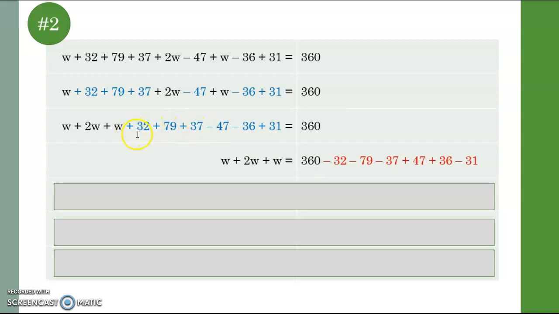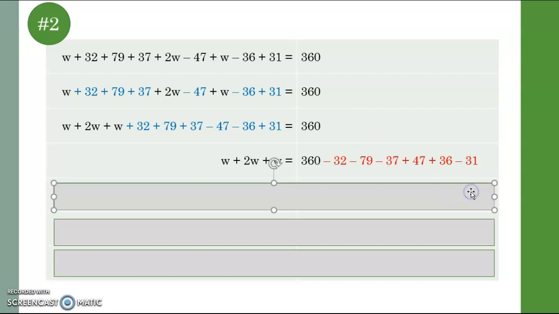We have a plus 32 on the left, so I'm going to do minus 32. The inverse of plus 79 is minus 79. The inverse of plus 37 is minus 37. The inverse of minus 47 is plus 47. The inverse of minus 36 is plus 36. The inverse of plus 31 is minus 31. Basically, I rewrote all these numbers and I flipped the symbol. So if I had a plus, I switched it to minus. Okay, if I had a minus, I flipped it to plus.